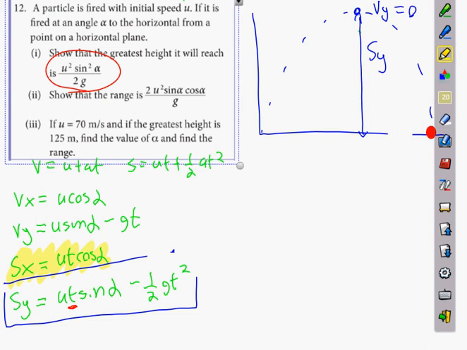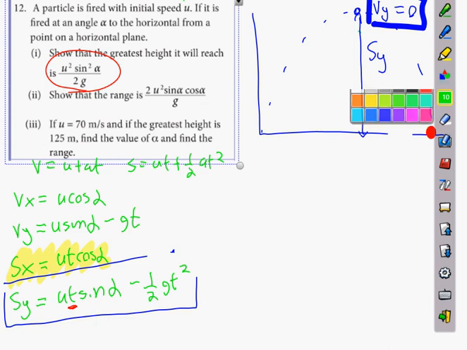What happens when it hits the ground? The y is 0. Sy is 0. But we also had a bit of old work done a minute ago, didn't we? We already worked out what Vy equals 0 was, didn't we? So we actually should have just started that and just multiplied it by 2. It would be a lot easier.